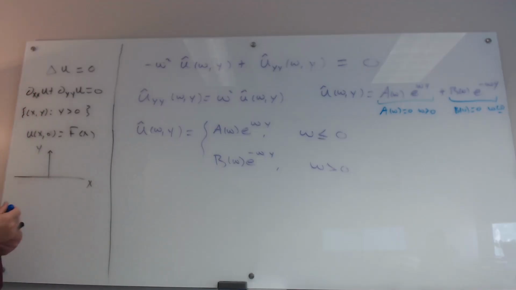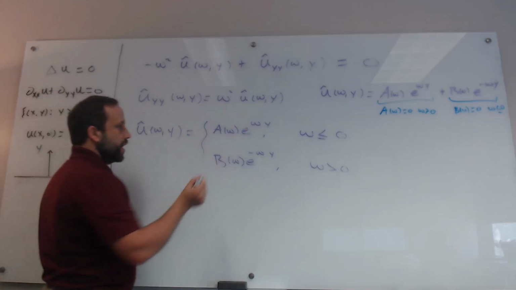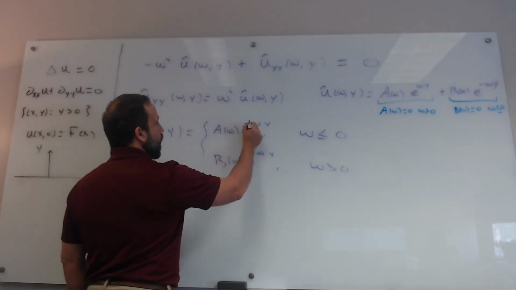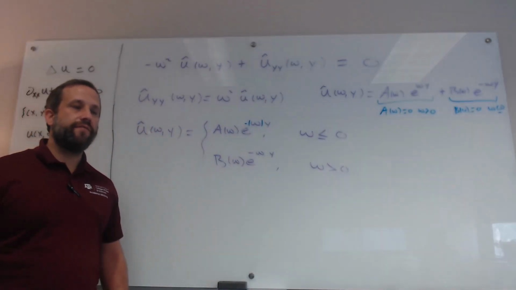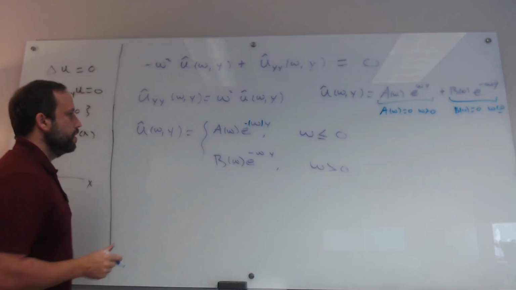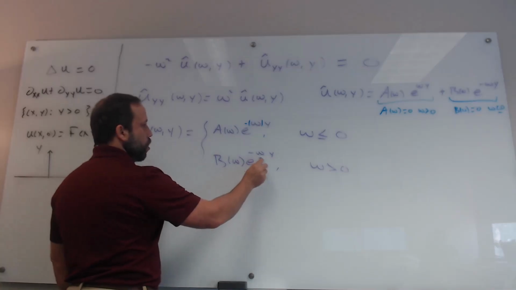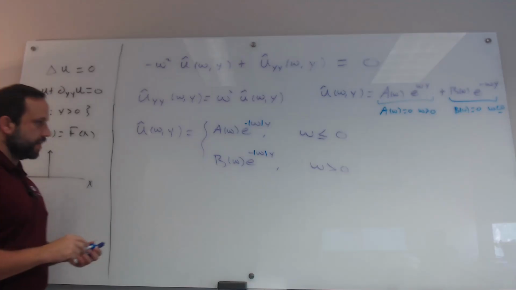Okay, now let's look up here. Omega is a negative number. So if it's a negative number, I can write minus the absolute value of omega. Like if omega is minus 5, it is equal to minus the absolute value of minus 5. Again, similarly up here, omega is a positive number, so it's equal to its absolute value. So we can write it like this.